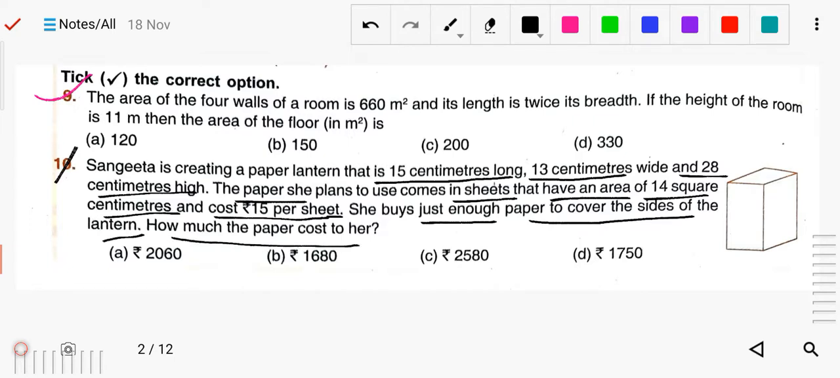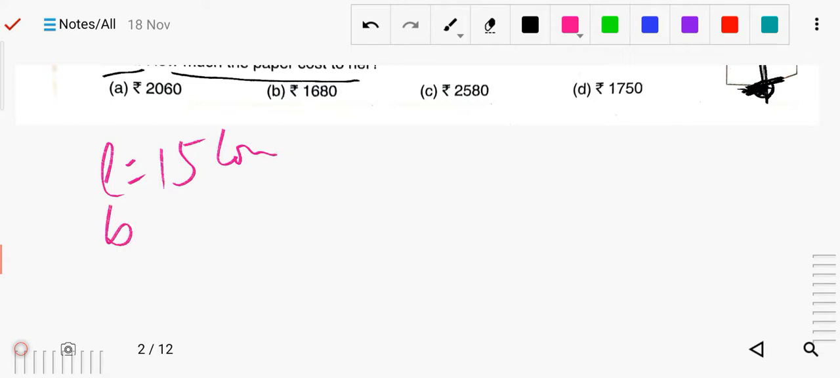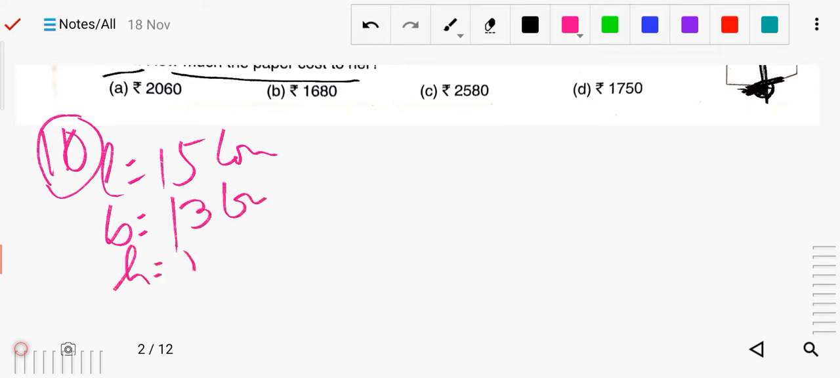Okay, so first of all we will find out the area of the paper which is required. Here you can see in this lantern, the top and bottom sides will be open, so they will not be there. We can use only the four walls, so we will find the lateral surface area. Here the given part is L is 15 centimeter, B is 13 centimeter and H is 28 centimeter. This is question number 10 we are doing.